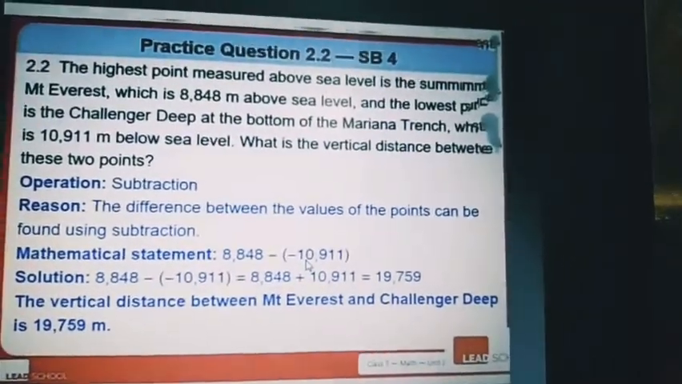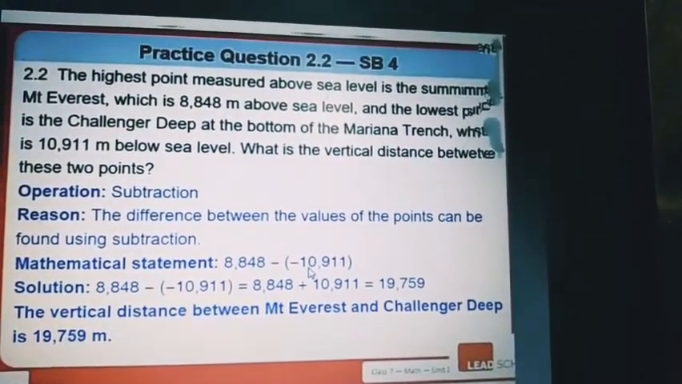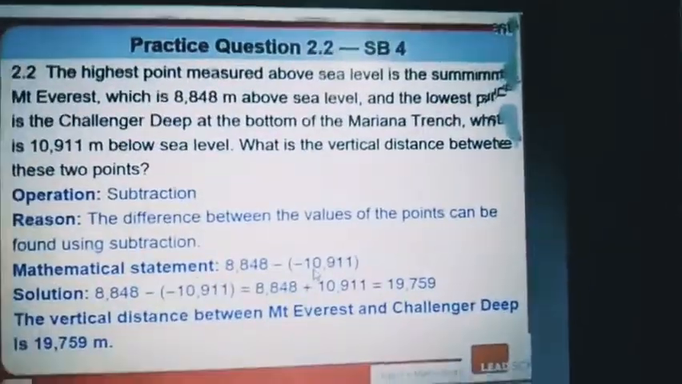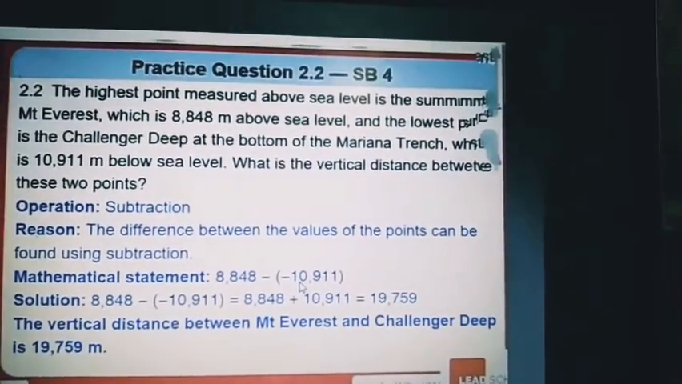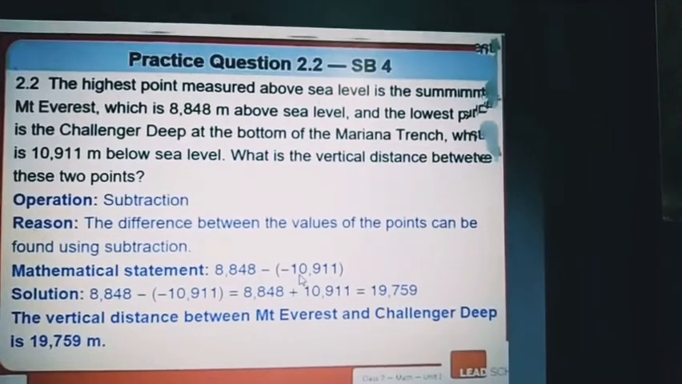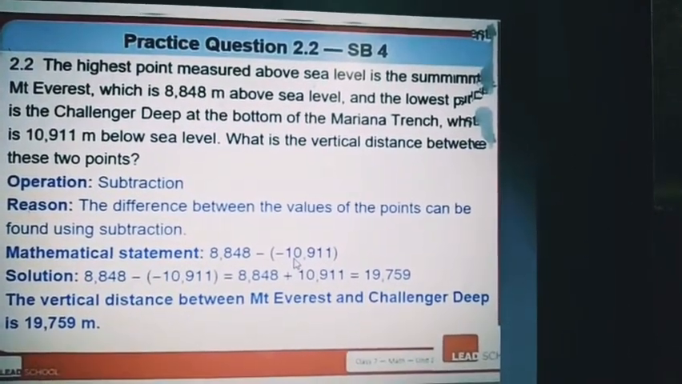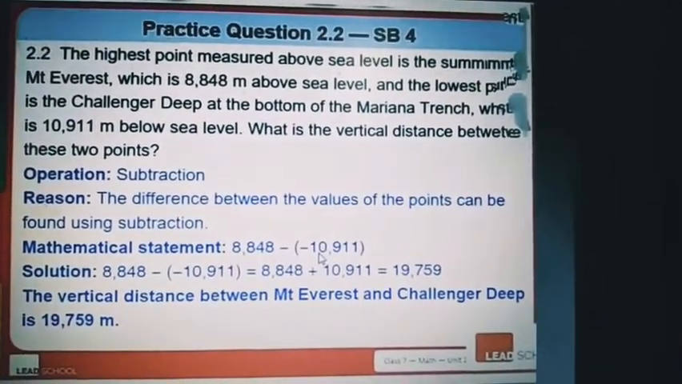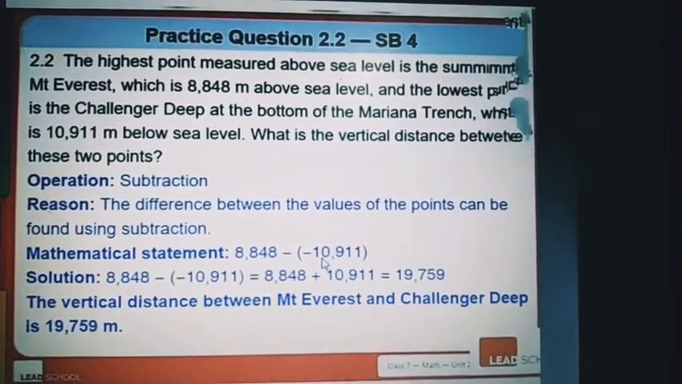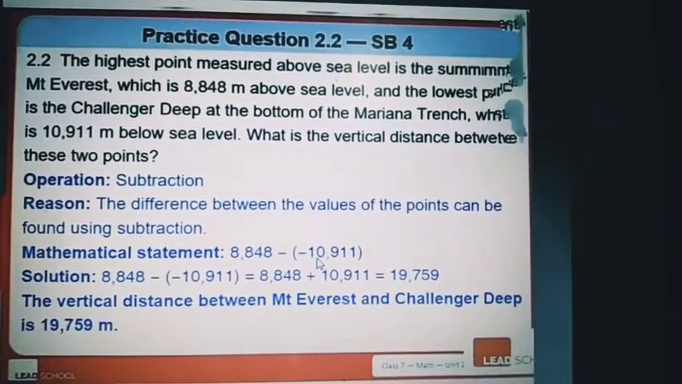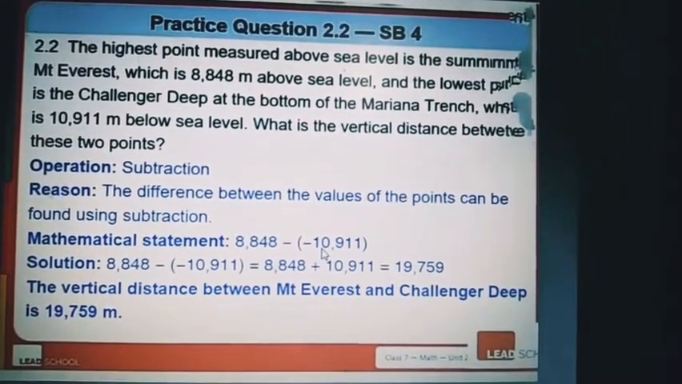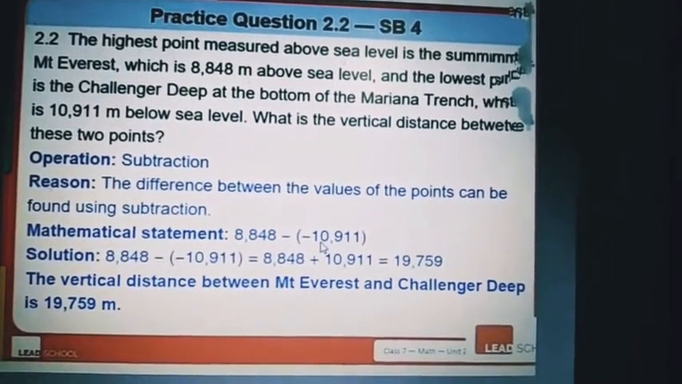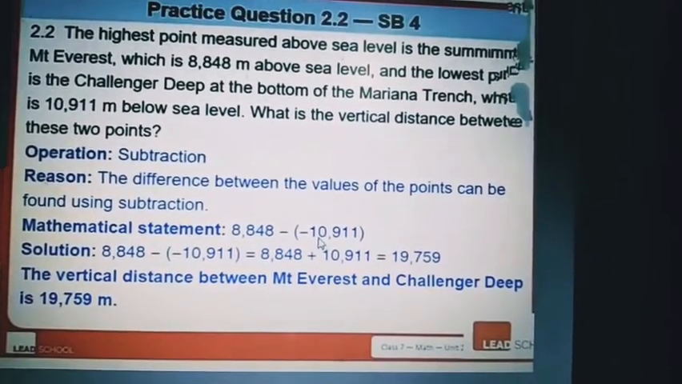So the second question, the highest point measured above the sea level, is the second question in the same way. So here also the operation is subtraction. So you have to find the difference between the values of points. So it is 8,848 minus of minus 10,911. That is the height of Mount Everest given above the sea level.